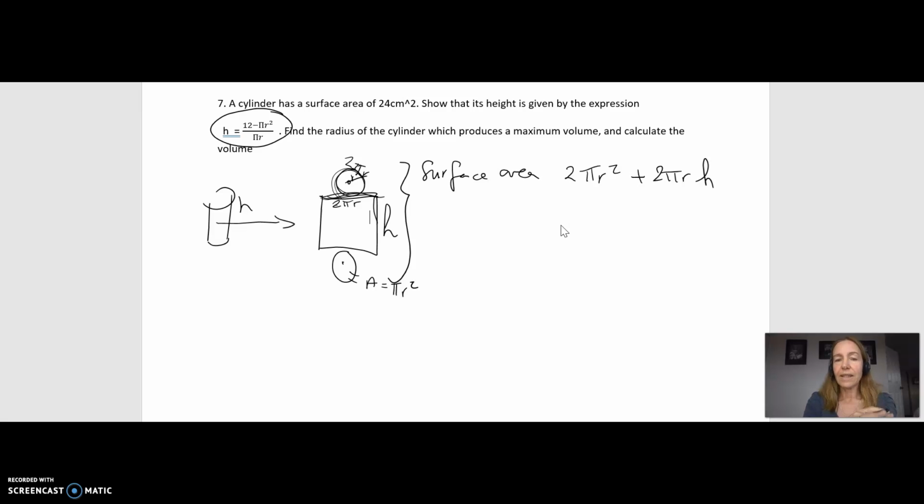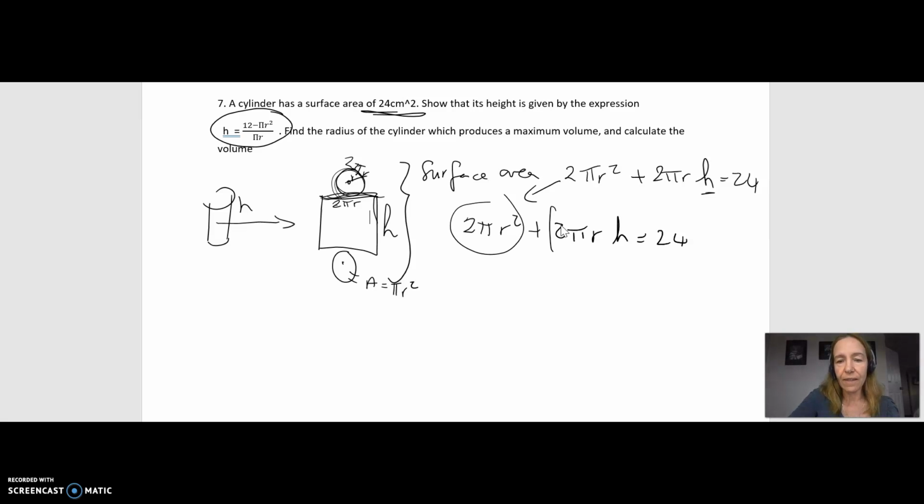Now, they told us that the surface area is 24 centimeters squared. I am now going to solve for h. I'm actually going to rewrite this over here just to give me a bit more space. Okay, so I've just transferred that whole thing of giving myself more space on the left hand side. So the surface area is 2 pi r squared plus 2 pi r h equals 24. This is the 2 circles and this is the rectangle, and it is equal to 24.